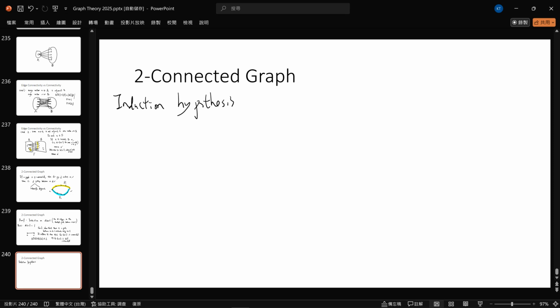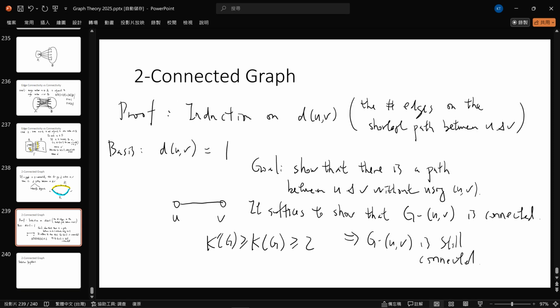Okay, so next we have the induction hypothesis, 数学归纳法的那个假设. And because we apply induction on the shortest distance, we're going to assume that the claim holds when DUV is L minus 1, then we want to show that it also holds when DUV equals L.